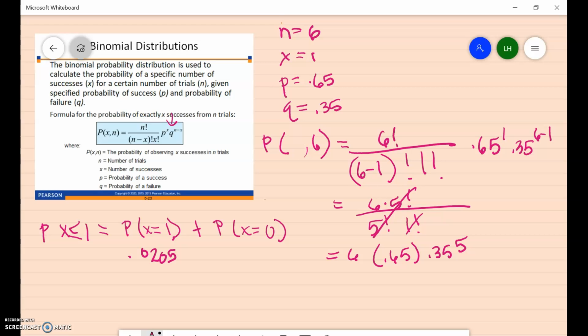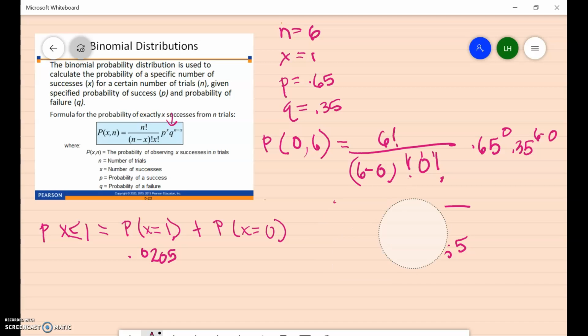Now we need to do a 0. So this time we're going to put a 0 here and a 0 here. Everywhere I had an x, I'm going to put a 0. And this is really one of the easier ones, because watch what happens. 6 minus 0. Okay, so let me erase this. What happens is you end up with 6 over 6, 0 factorial. Well, that cancels out. 0 factorial is 1, so that's gone.